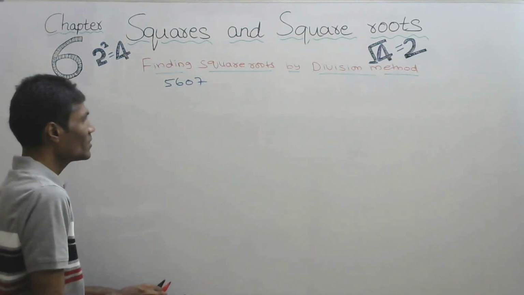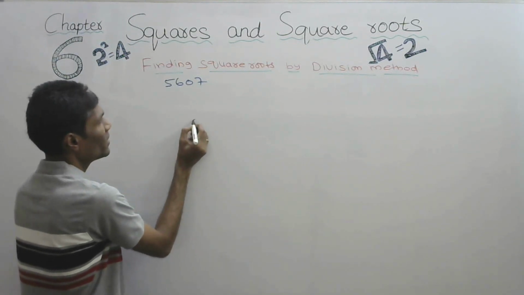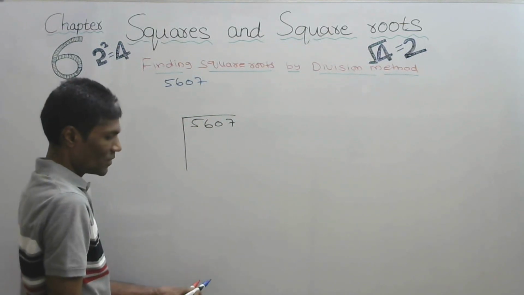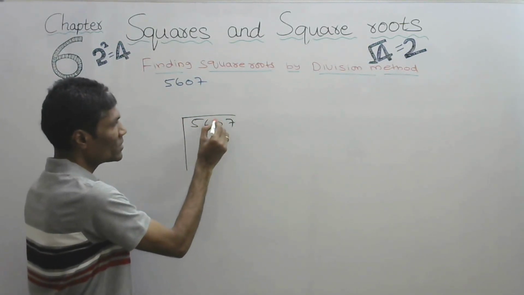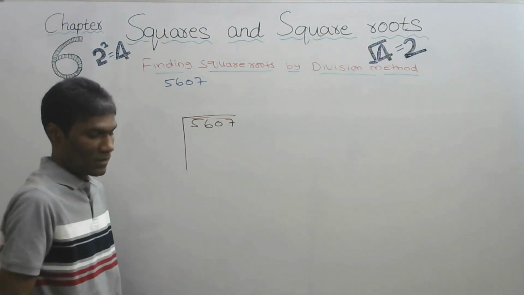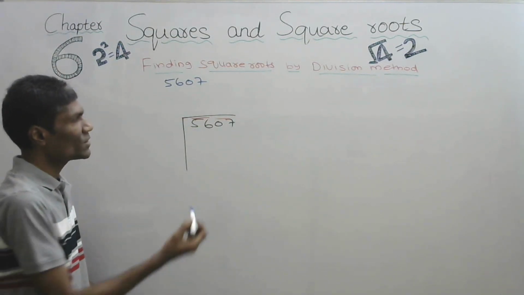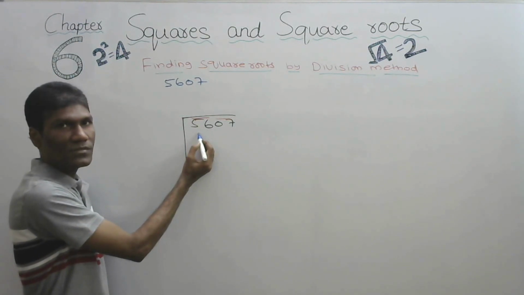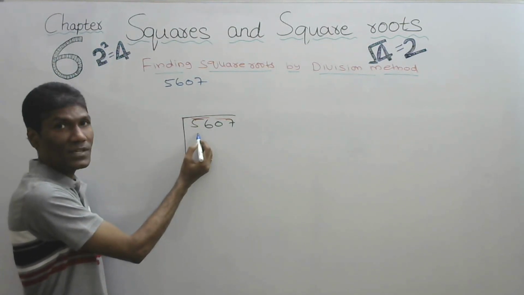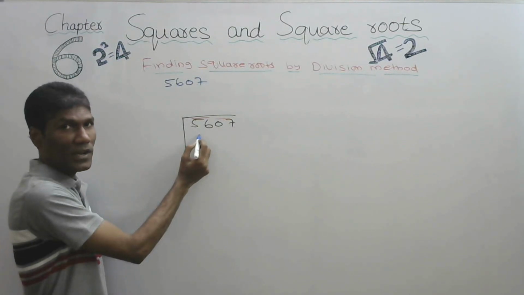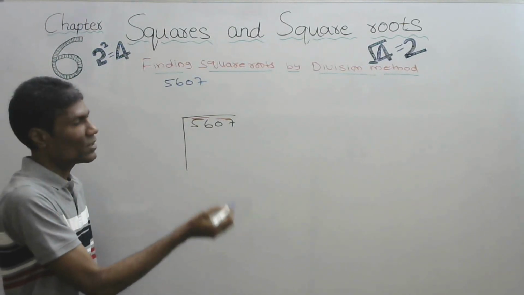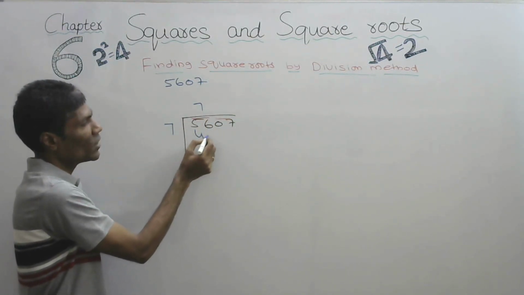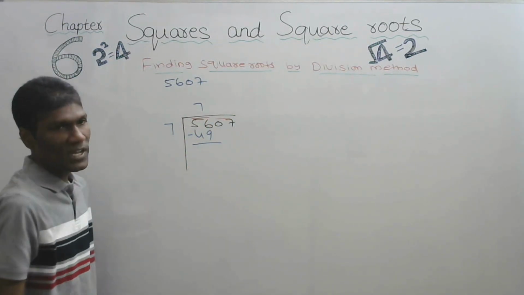Let us start. What we will do? Same process, 5607. First thing, pair up two digits. Now, 56 is there. Where will it come in squares? 4 square 16, 5 square 25, 6 square 36, 7 square 49, 8 square 64. So we will take 7 square. 7 sevens are 49 and we will do the subtraction.